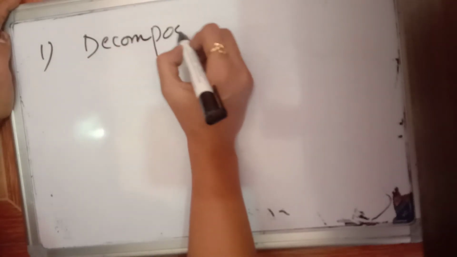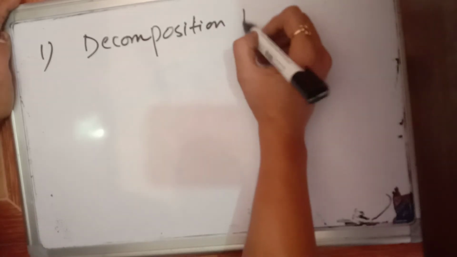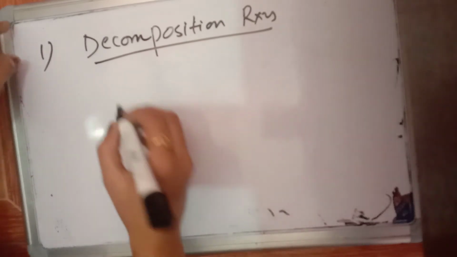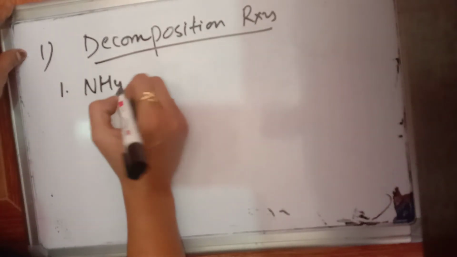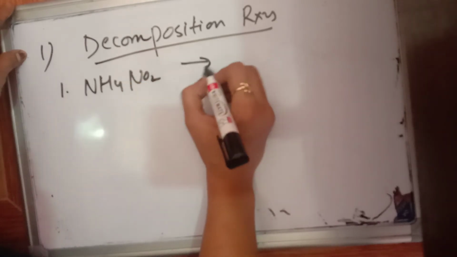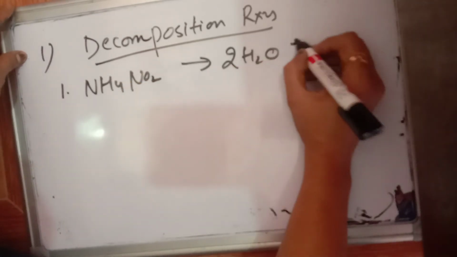Now we are going to discuss some examples of first order reaction. First order reactions generally include decomposition reactions, isomerization reactions, etc. In this video we are going to discuss only decomposition reactions. First of all we will take the decomposition of ammonium nitrite. This is ammonium nitrite. It will decompose to give water and nitrogen.